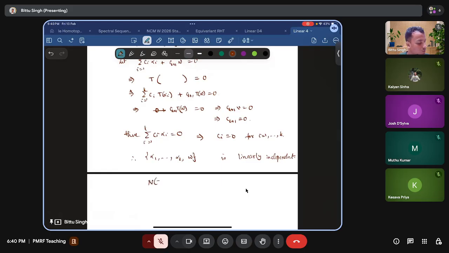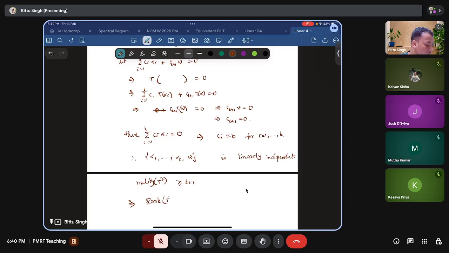Hence, nullity of T square is greater than or equal to k plus 1. Right? Now we will use the rank-nullity theorem.